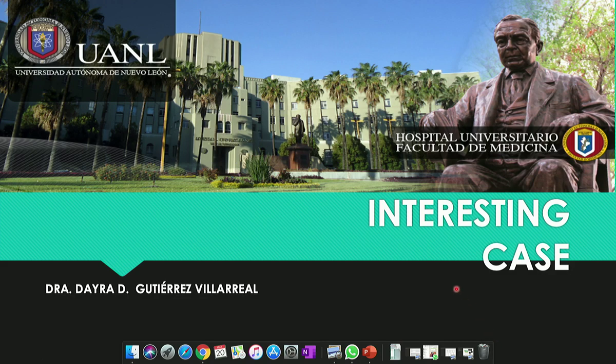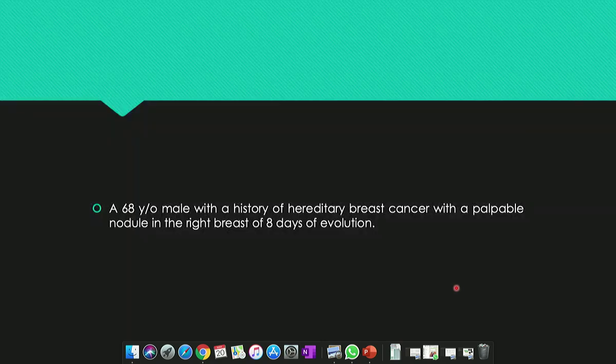Good morning, my name is Daira Gutierrez. I am in a fellowship of Breast Imaging, and my interesting case is a 68-year-old male with a history of hereditary breast cancer with a palpable nodule in the right breast of 8 days of evolution.